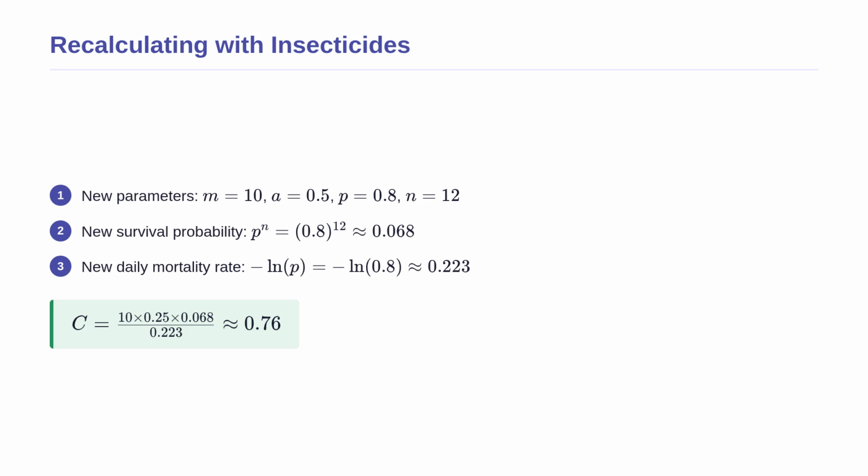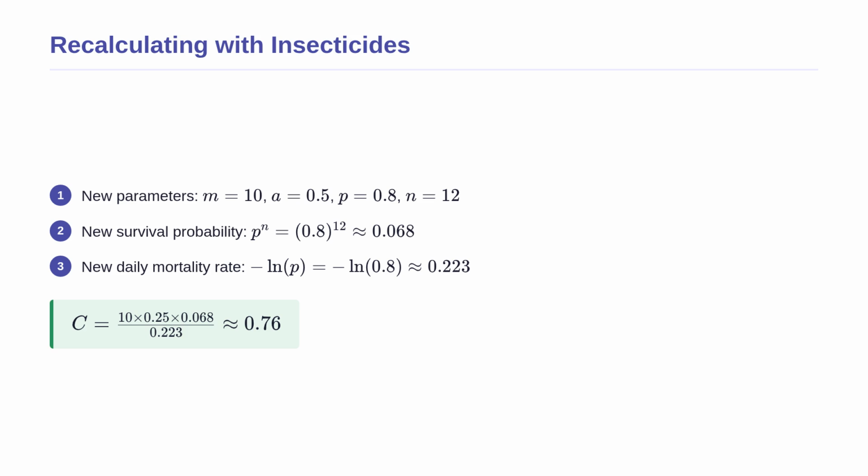The result is 0.068. This means now only 6.8% of mosquitoes live long enough to become infectious, a massive drop from the previous 28%. Next, we calculate the new daily mortality rate for our denominator, which is 0.223. Mosquitoes are dying off much faster.